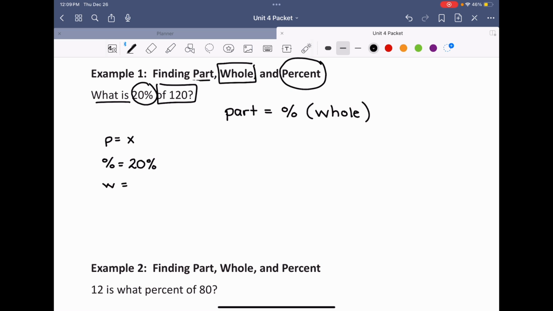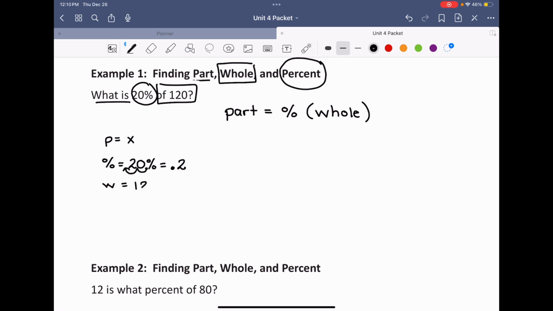However, we cannot plug in 20% into the formula. We have to change 20% to a decimal. So remember, we're going to divide 20 by 100, or we can just use the calculator and do 20 in the percent button and press enter, and it'll give us the decimal of 0.2. And we can also, as another little note, move the decimal 2 spaces to the left.